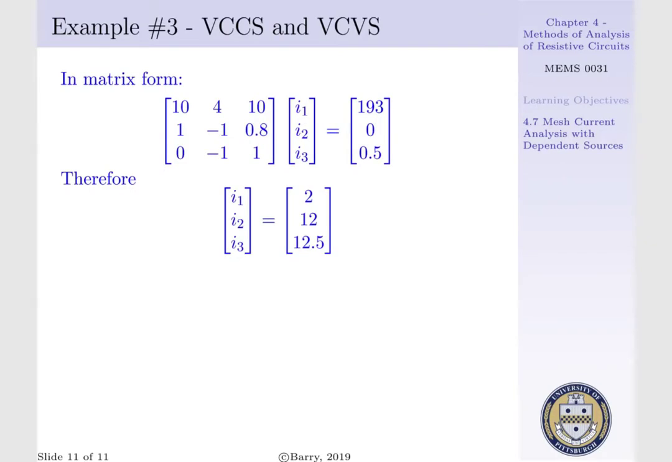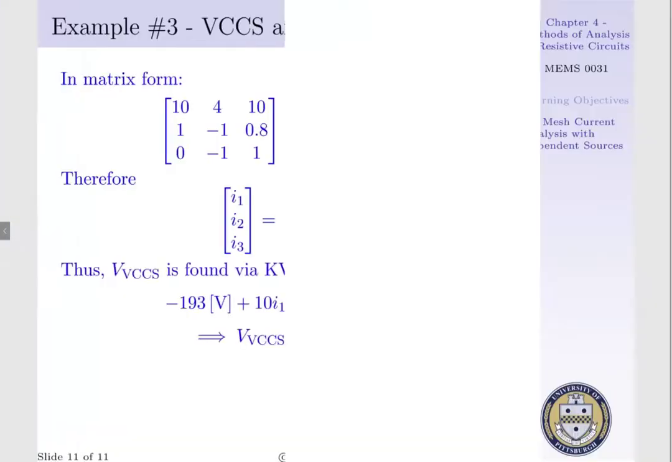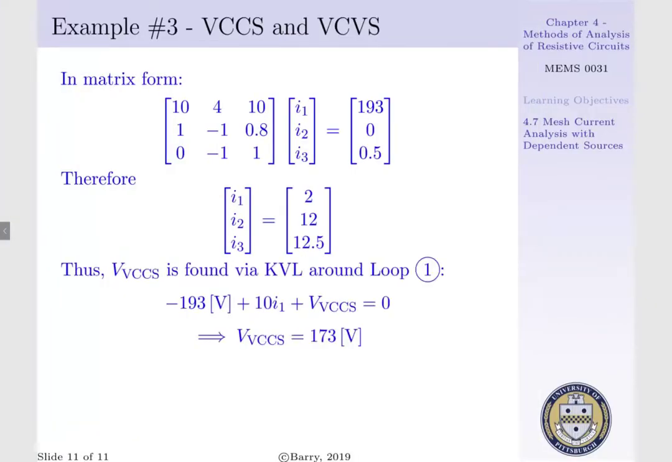To determine the voltage drop across our VCCS, we apply KVL around loop 1, where we have minus 193 volts plus 10I1 plus the voltage across our VCCS is equal to 0. Recognizing that I1 is equal to 2 amps, we have our voltage drop across our VCCS being equal to 173 volts.